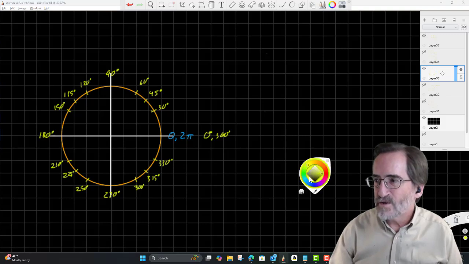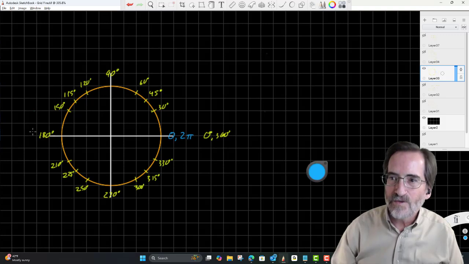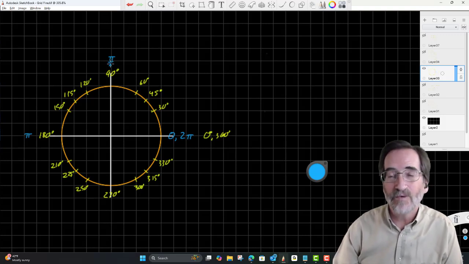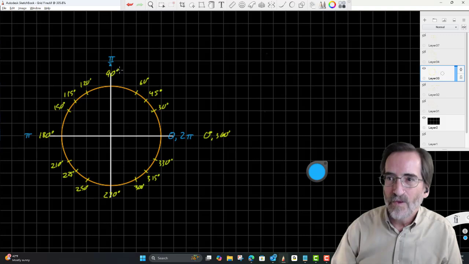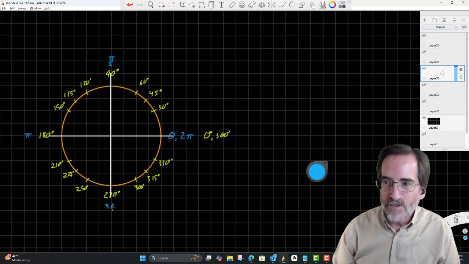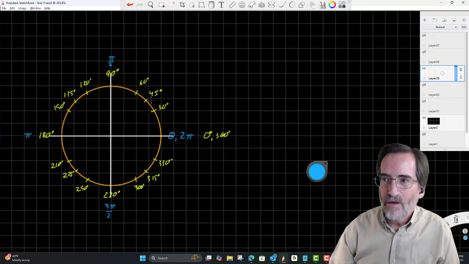Well, let's do the same thing, but this time in radians. Remember, a full circle is 2 pi. So halfway around is pi, because that's half of 2 pi. Half of pi is pi over 2, and radian measures are often given like this in terms of pi. We have 1 pi over 2, 2 pi over 2, 3 pi over 2. 4 pi over 2 is 2 pi.